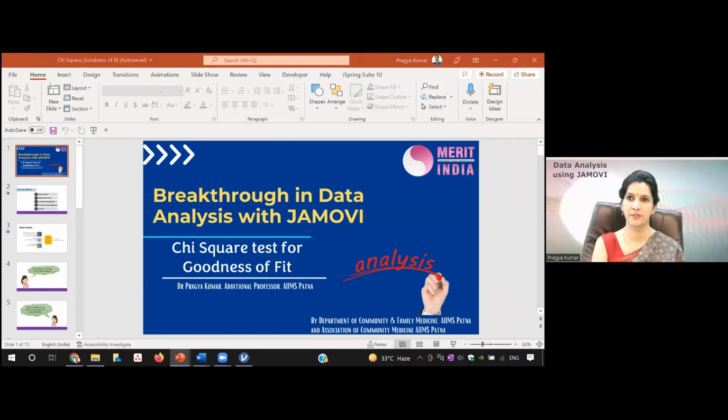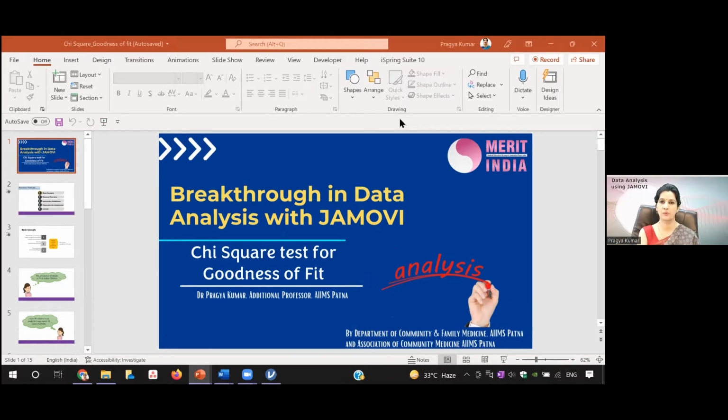So we are going to start the session on chi-square. Now, 3 sessions will be on the chi-square: the chi-square test of goodness of fit, the chi-square test of association, and the chi-square test of two proportions. After these 3 sessions, we'll go to the breakout room for the chi-square.